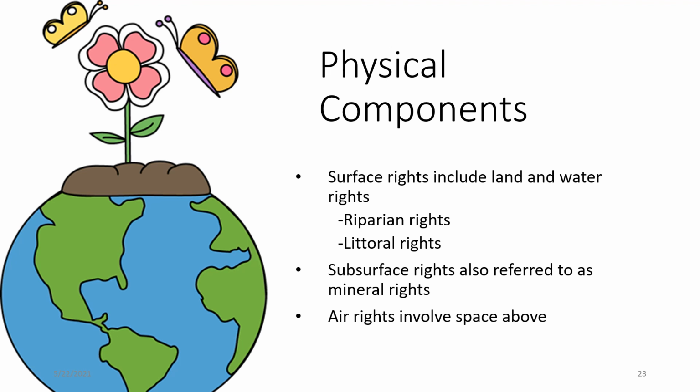All right, so what are the physical components of land? You have surface rights, subsurface rights, and air rights. Your surface rights include land and water rights, which has two types of water rights: riparian and littoral. Your subsurface rights are referred to as mineral rights. That's all the goodies under the dirt. And then your air rights involve the space above your property up into what the municipality allows.